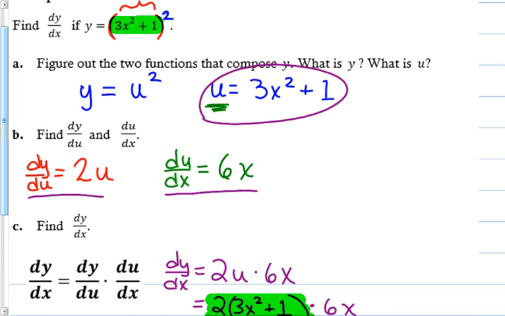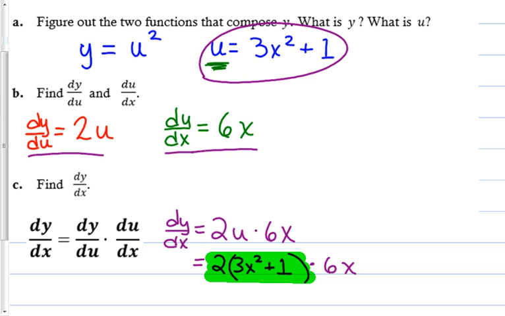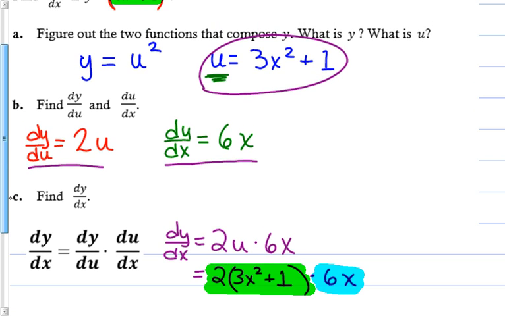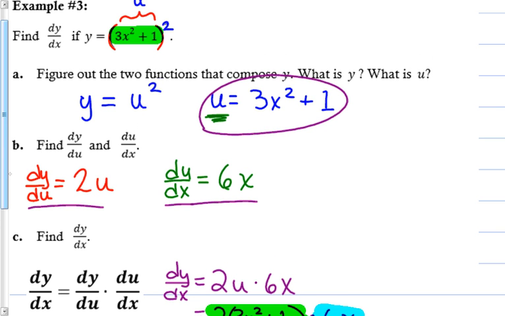What would you do with the 2? You would bring it out to the front, right? So there's my 2 in the front. And then the 3x squared plus 1, which I said imagine is a big fat x. Well, there's that function. But then the 6x, which is right here, that is the derivative of 3x squared plus 1. That is the derivative of the stuff that was inside.